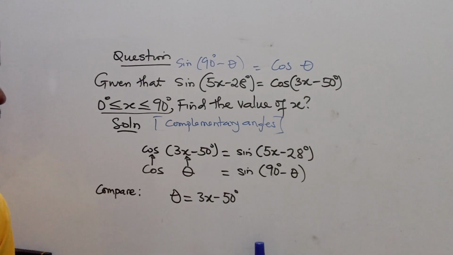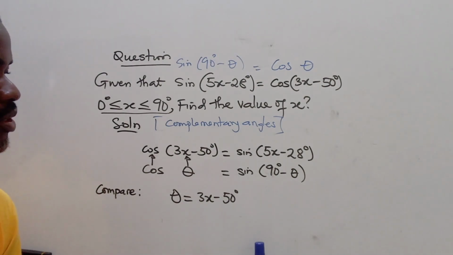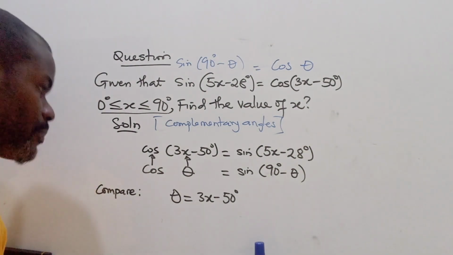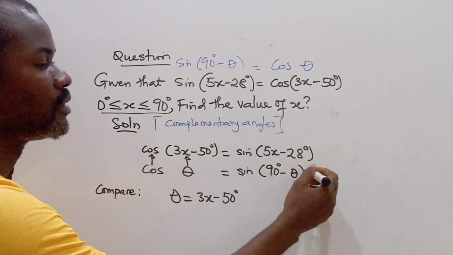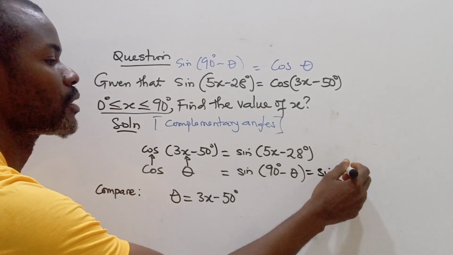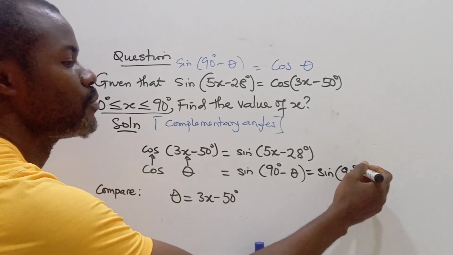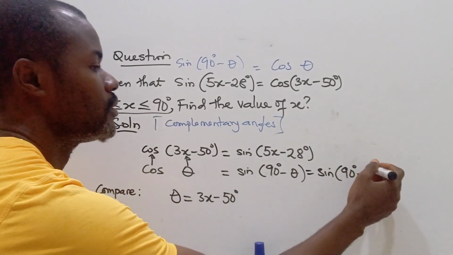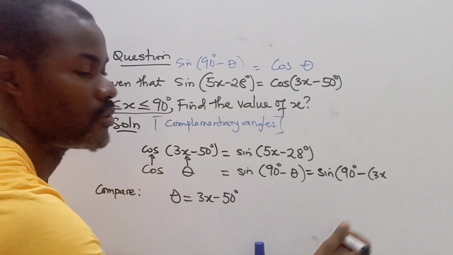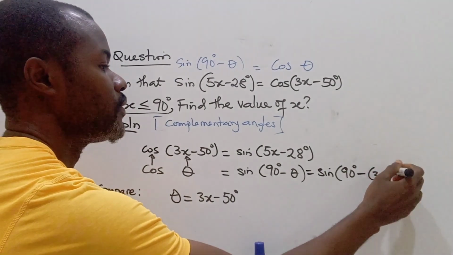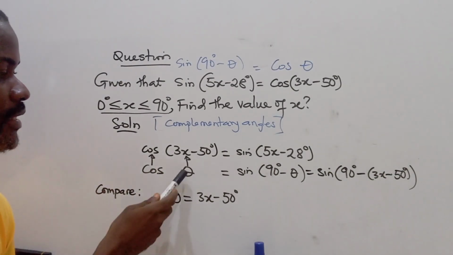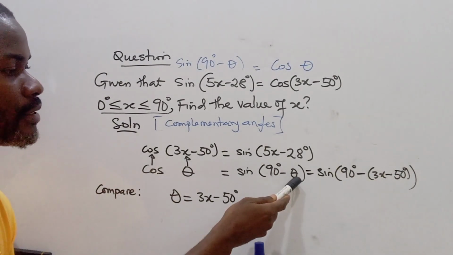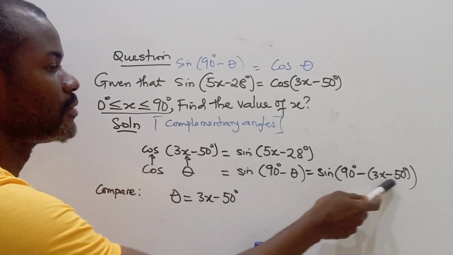So by comparison, theta is equal to this. If theta is equal to that, it means we can write this part by putting theta here. So this will give me sine of 90 degrees minus what we have here, so I have 3x minus 50 degrees. Since theta is equal to this, I can input theta as this here. So all this is theta.